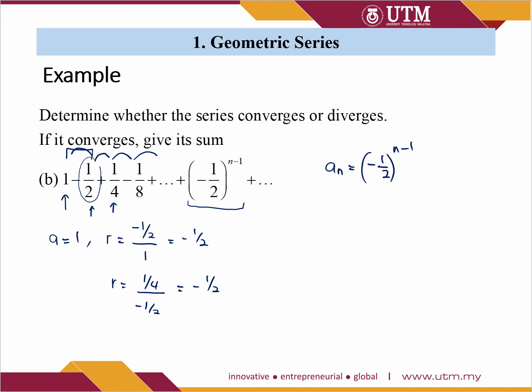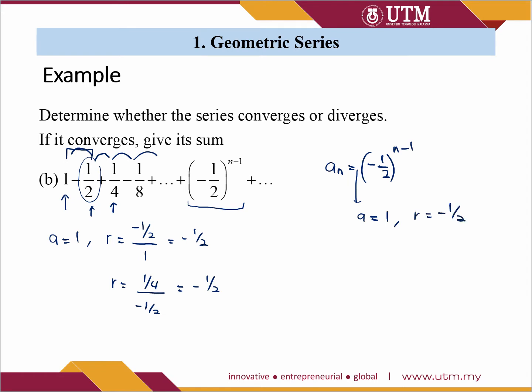Okay, so there are two ways to determine the value of a and r. The first is the manual method, or we can just straight away use this nth term to find the value of a and also the value of r. So from here, using the same method as the previous question, this one is our a, the value would be equal to 1, and our r would be equal to -1/2.